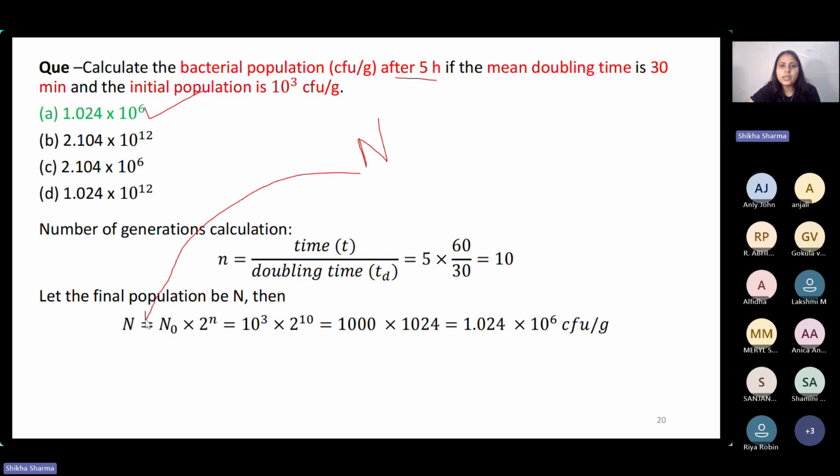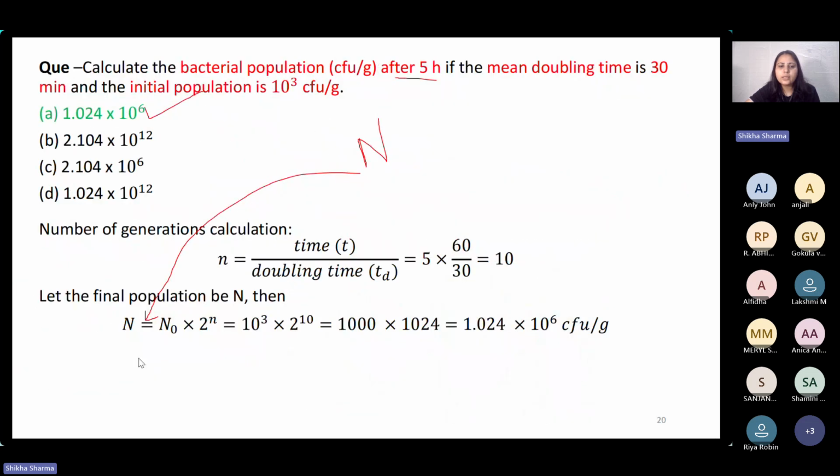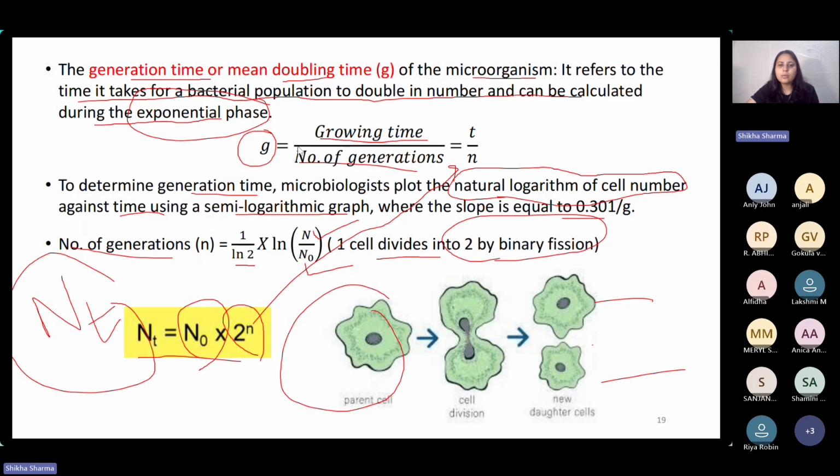So N equals N naught into 2 to the power n. N naught, the initial population, is 10 to the power 3 CFU per gram. So that is 10 to the power 3 into 2 to the power n, and we need to calculate how many generations there are. Here we don't know n, so we find n using the above formula.